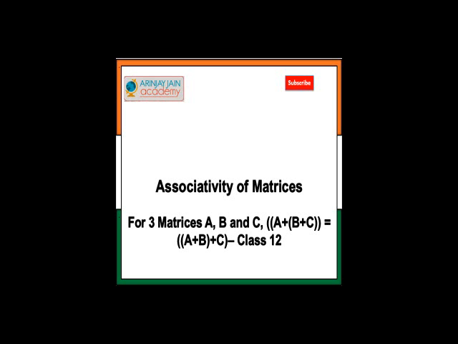Welcome to another video on matrices, and today we are going to look at associativity of matrices. Now, whenever you have three matrices, let's call them A, B, and C, what happens if I first add B and C, and whatever solution I get, I add A to that, or what happens if I first add A and B, and to the answer, I add C?